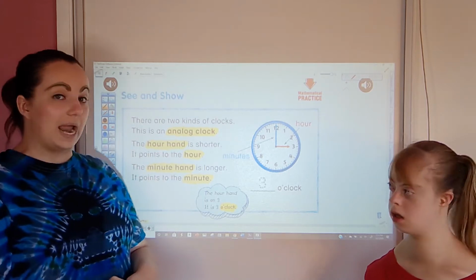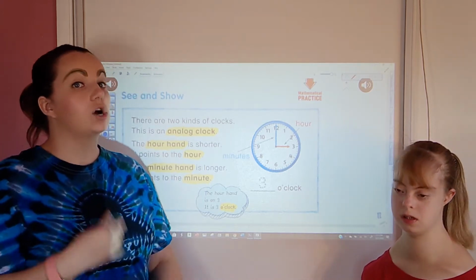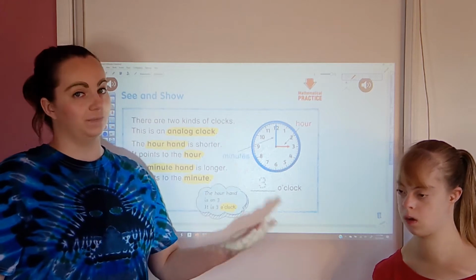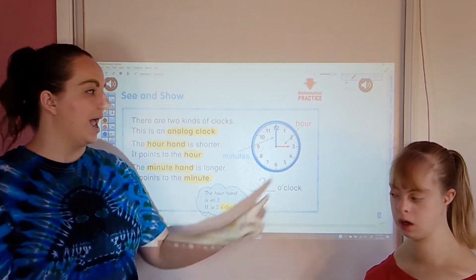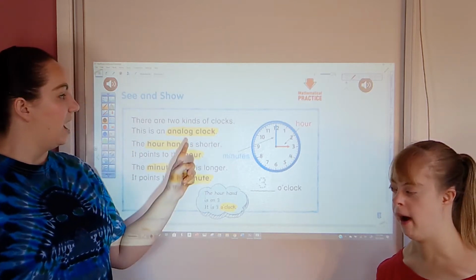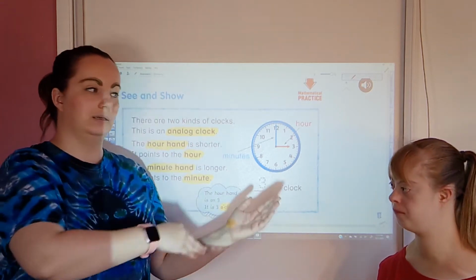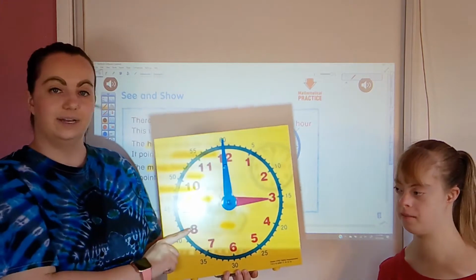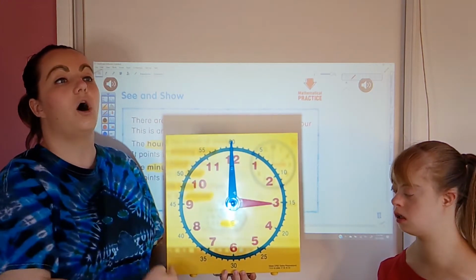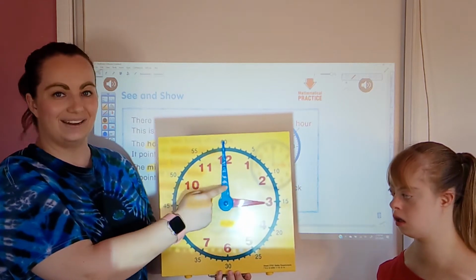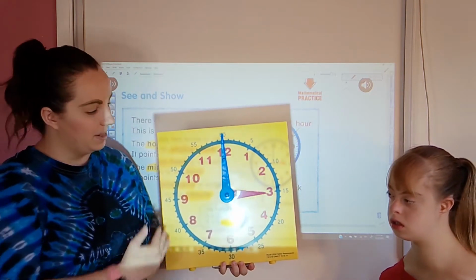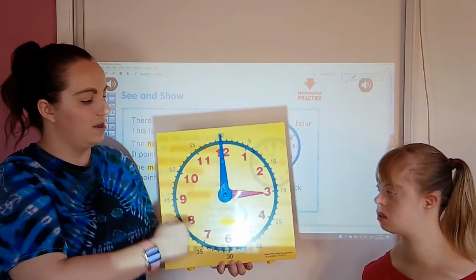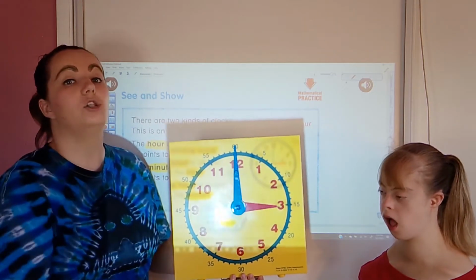Today's lesson, we are going to be working on analog clocks. There are two types of clocks, analog and digital. Today, we are just focusing on analog clocks. Analog clocks have hands that move around the clock. Like this clock right here is another example of an analog clock. It has what we call hands on them. We're going to learn more about those in a little bit, but this is an analog clock, okay? Has hands on it, numbers, the hands move around it, an analog clock.